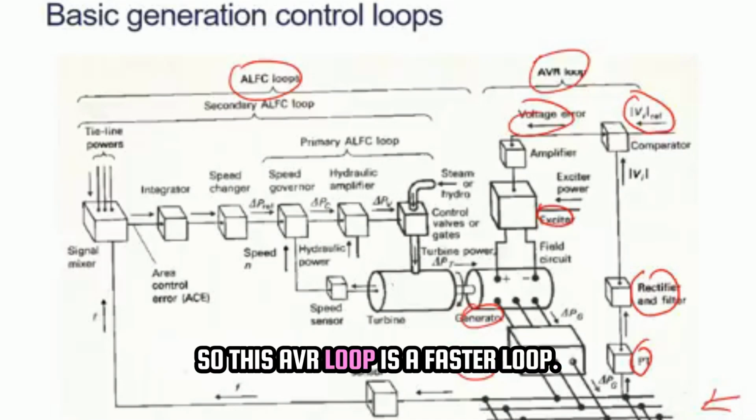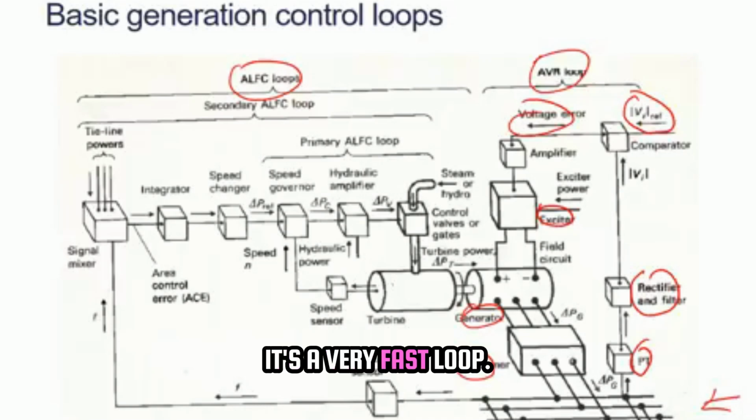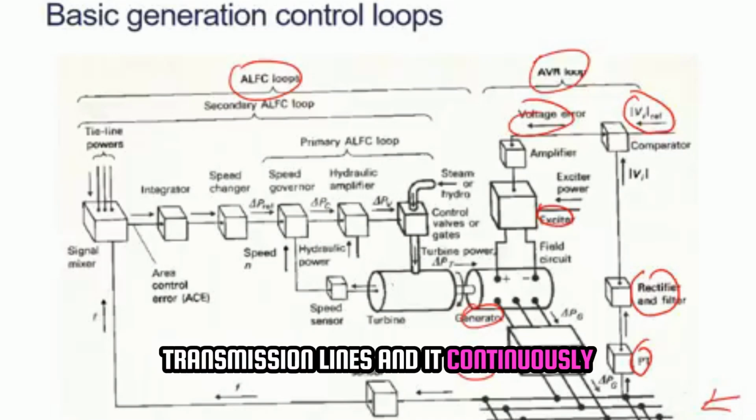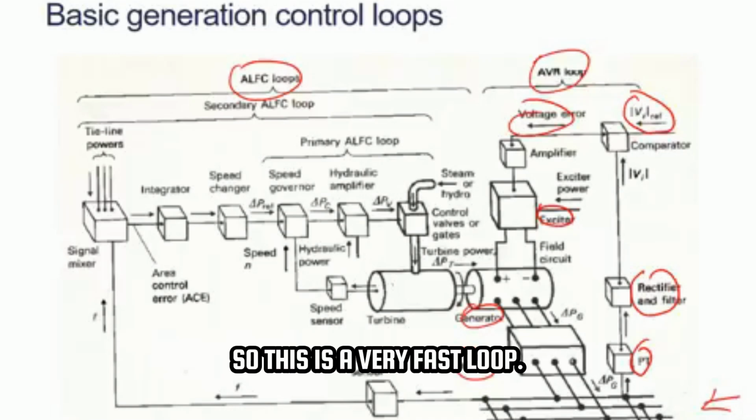So this AVR loop is a faster loop. It is a very fast loop. It quickly reacts, continuously keeps checking the voltage on the transmission lines, and continuously keeps changing the field current to ensure that the voltage remains at the voltage set point. So this is a very fast loop.